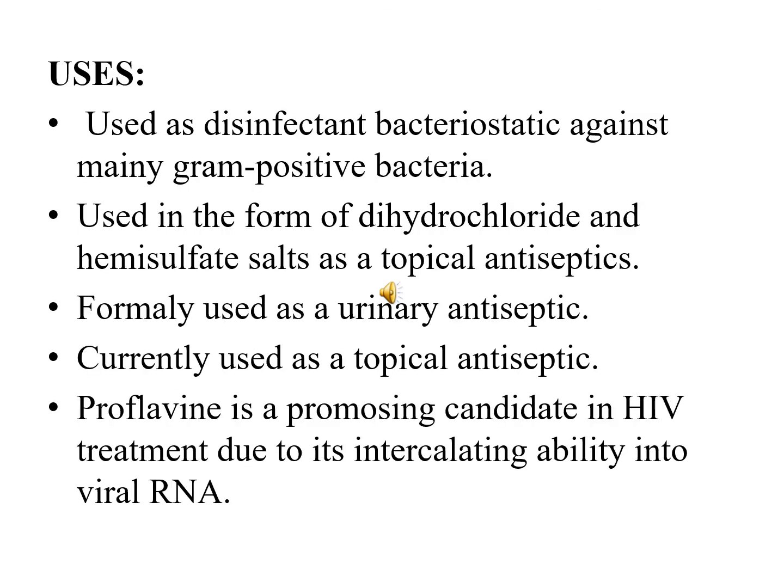Uses of Proflavine: it is used as a disinfectant, bacteriostatic against many gram-positive bacteria. Used in the form of dihydrochloride and hemisulfate salts as topical antiseptics. Formerly, it was also used as a urinary antiseptic, like nitrofurantoin which we discussed initially. Similarly, Proflavine was also used as a urinary antiseptic, but nowadays it is not used as such. Currently, it is used as a topical antiseptic on the skin surface. Then Proflavine is a promising candidate in HIV treatment due to its intercalating ability into viral RNA. So it is also used as an antiviral drug.